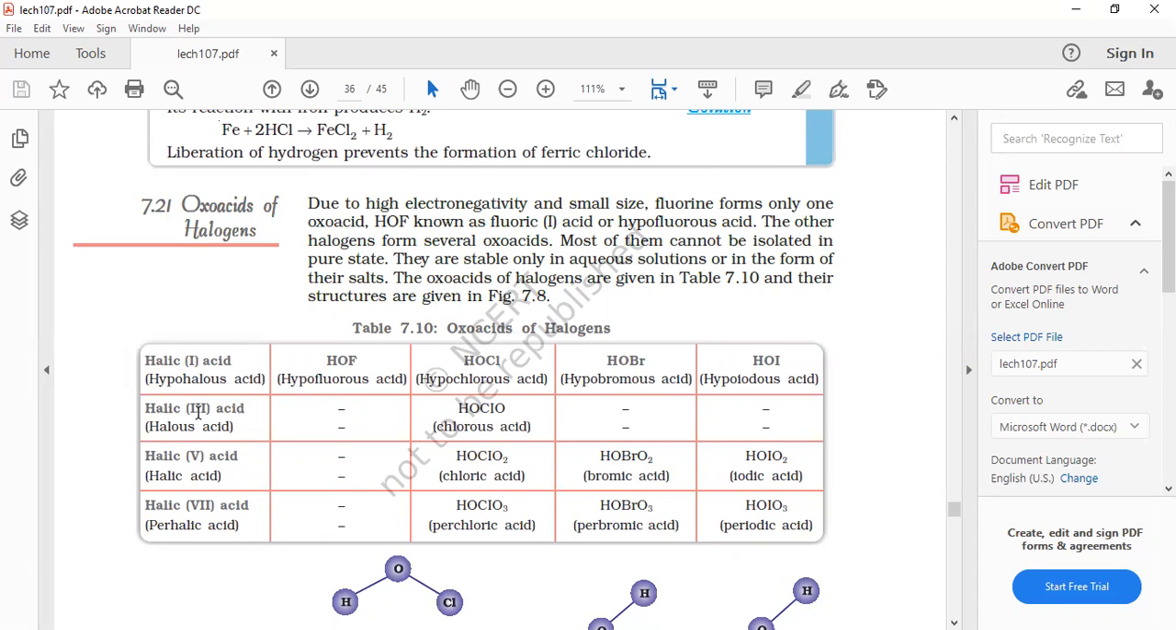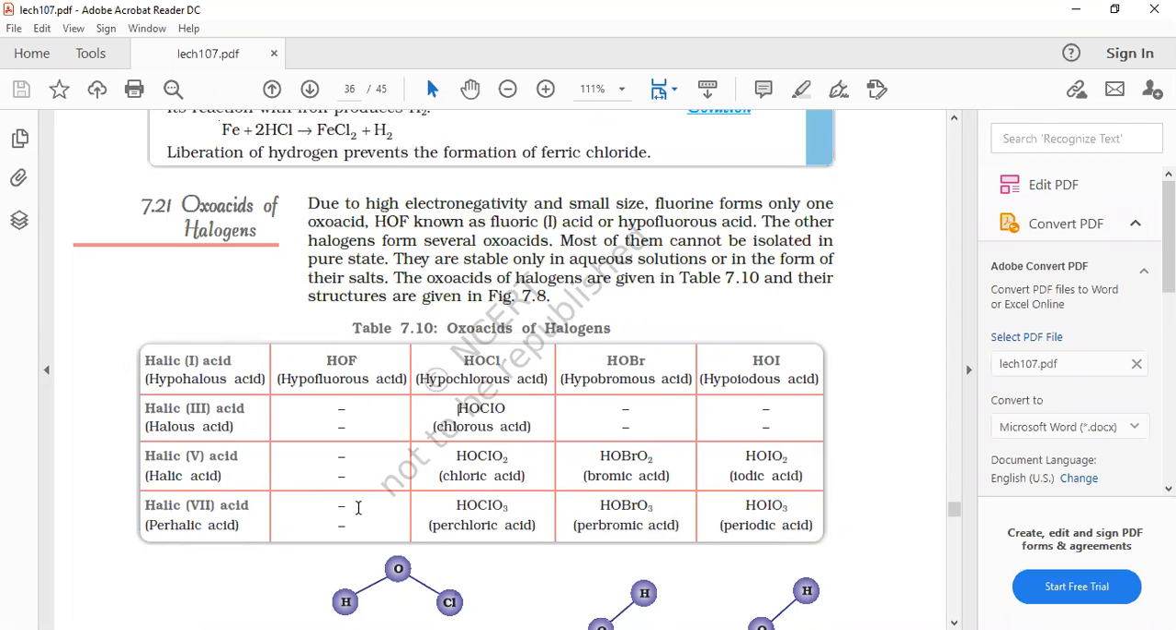See, halic(I) acid is one in which the oxidation state of halogen is +1. So hypofluorous acid, hypochlorous, hypobromous, and hypoiodous acid. Here the oxidation state of halogen is +1. Then halic(III), oxidation state +3, HOClO, chlorous acid. Then halic(V) acid, +5, HOClO2, HOBrO2 or HBrO3, HClO3 or HIO3: iodic acid, bromic acid, and chloric acid.